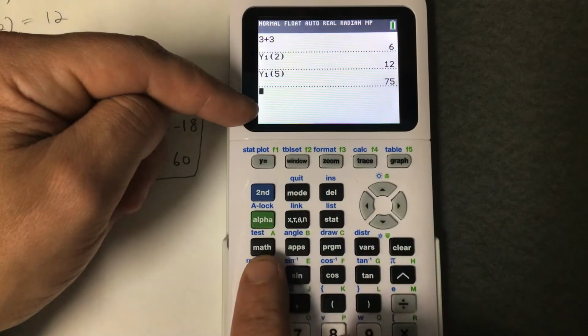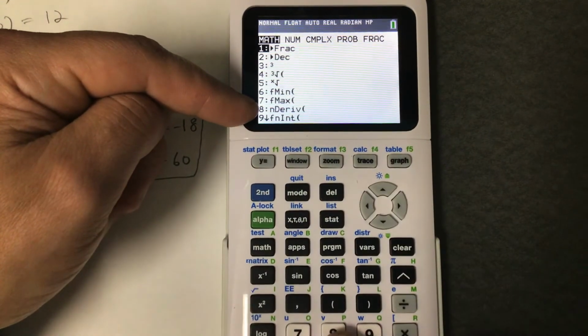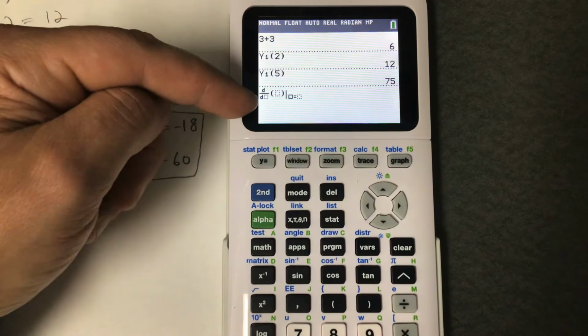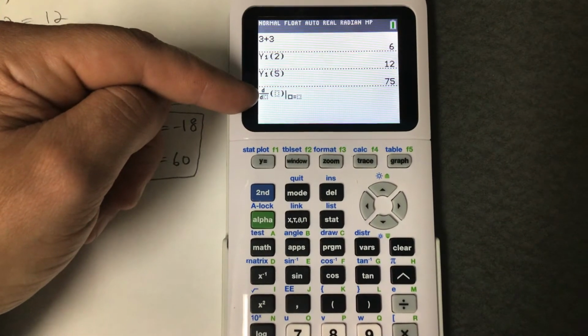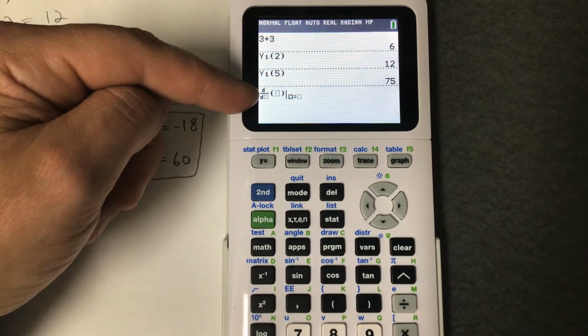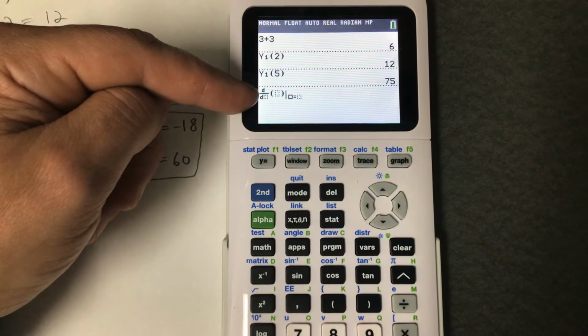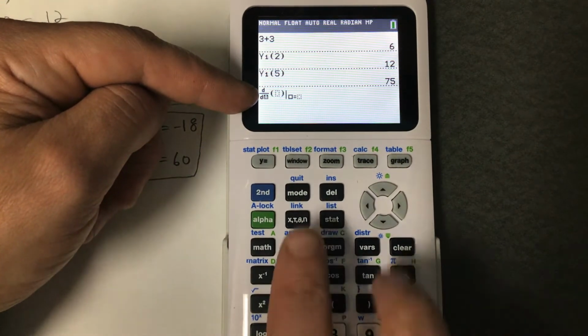Here's the shortest way to get to the derivative. Push math and push number 8. Okay, now your calculator looks at a couple different ways possible. This is how most of your calculators work. If your calculator doesn't look like this, I'm going to go over a different way it might look later.